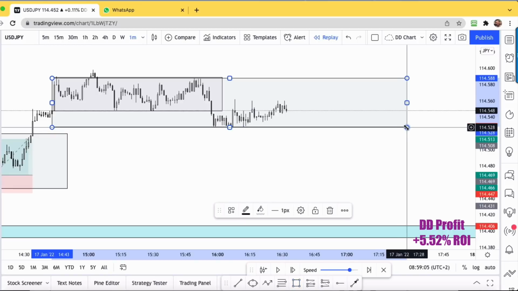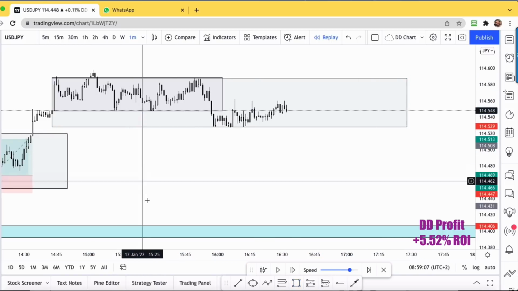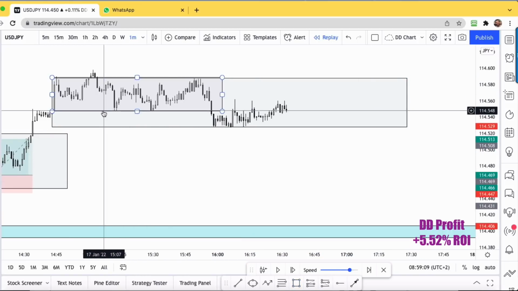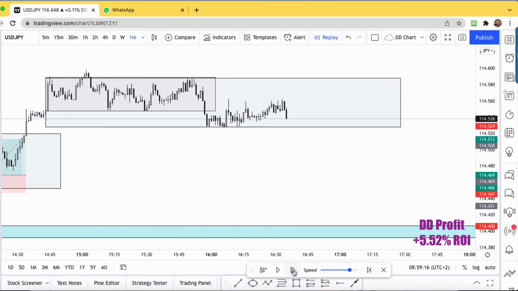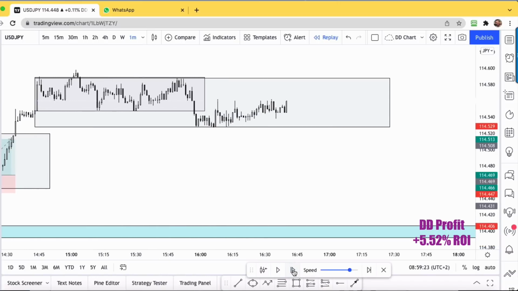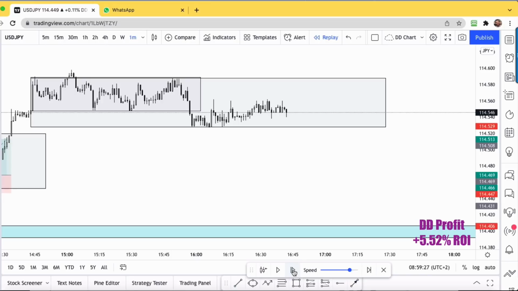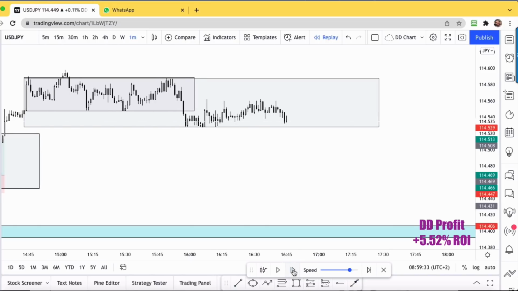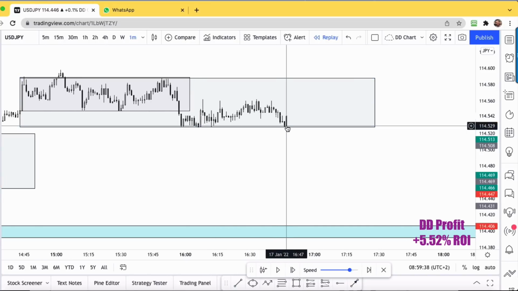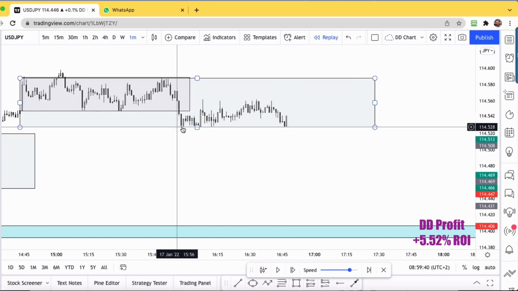Extend the range a little. Seems like it's still ranging. Maybe this was like a mini support point in the range. Having trouble breaking up there. Okay, so you see it found support over here where it was before.